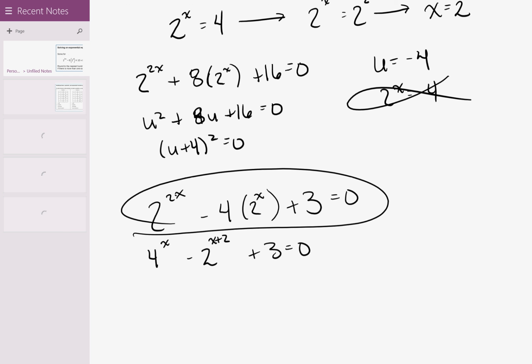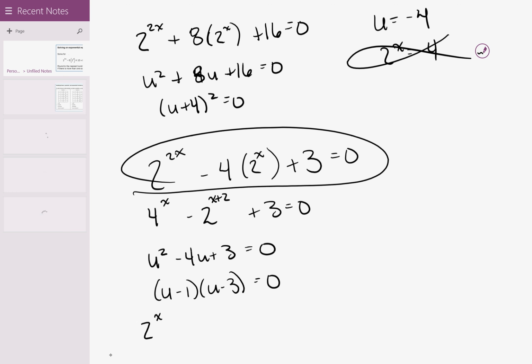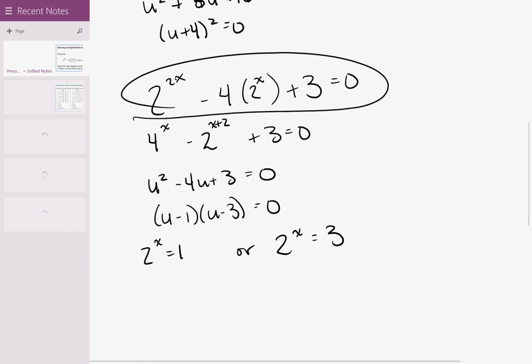And I would let u equal 2 to the x. So u squared minus 4u plus 3 is equal to 0. And in that case, (u minus 1)(u minus 3) is equal to 0. So 2 to the x is equal to 1, or 2 to the x is equal to 3. And this would be x is equal to 0. This one isn't so pretty.